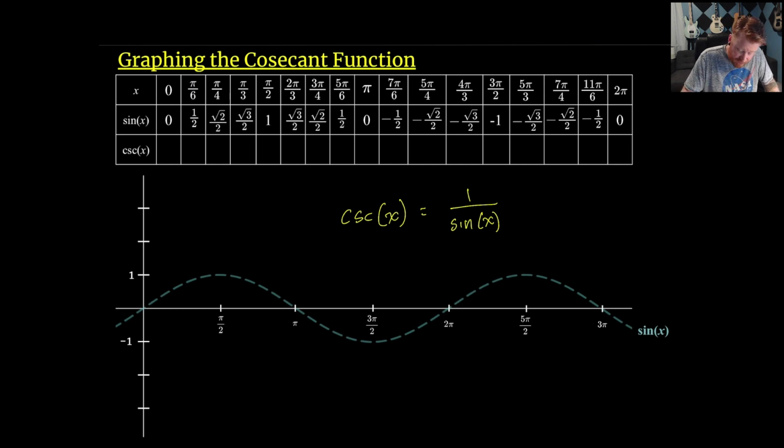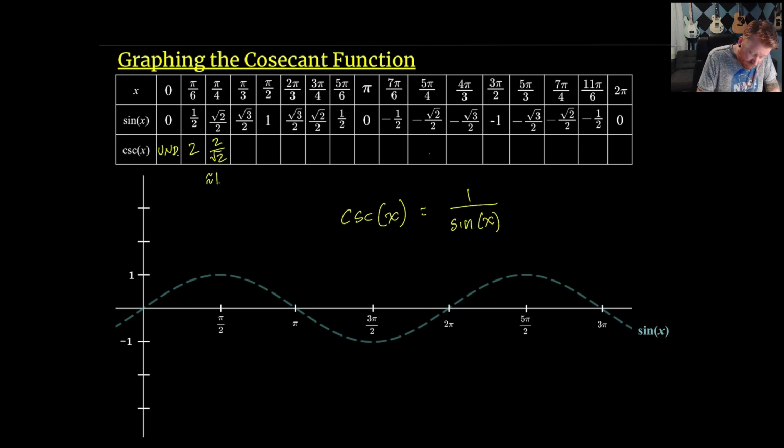So for the first one, if sine is equal to 0, well, then the cosecant is going to be undefined because we can't do 1 over 0. 1 over 0 is undefined, so cosecant will be undefined at 0. If I look at the reciprocal of 1/2, we're going to get 2. If I look at the reciprocal of square root of 2 over 2, we will get 2 over the square root of 2, and we could rationalize that denominator, but we'll leave it for now.